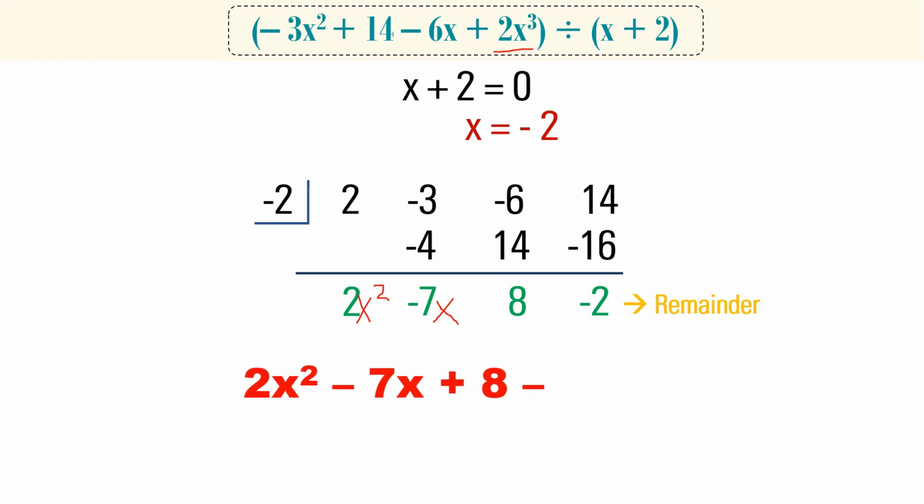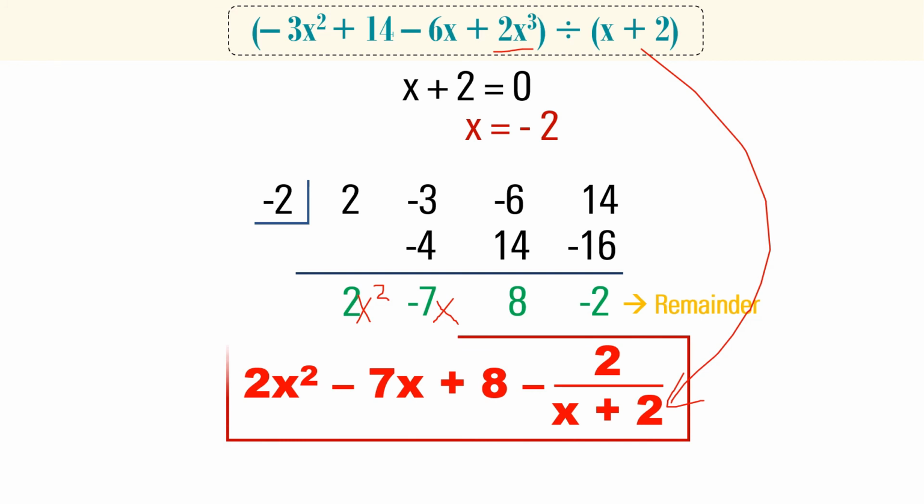So, therefore, the final answer will be 2x squared from here minus 7x, okay, we just copied it, plus 8, this one, and then minus, we just get the negative sign from our remainder and write 2 in the numerator. And for the denominator, just get it from our divisor. So the final answer is 2x squared minus 7x plus 8 minus 2 over x plus 2.